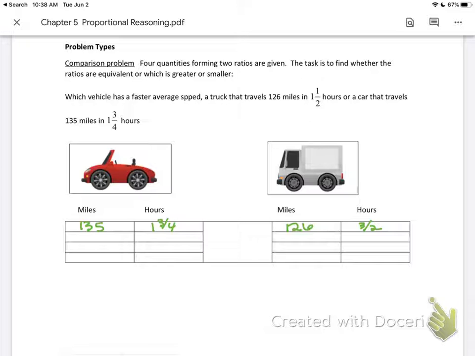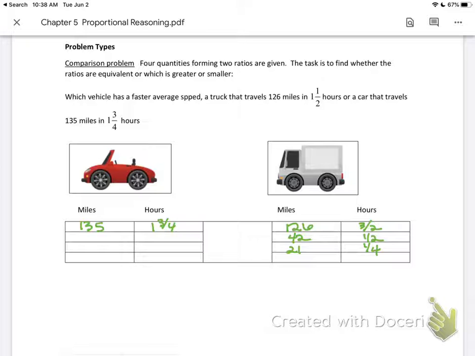So let's work underneath the truck first. If I divide 3 halves by 3, I get 1 half. If I divide 126 by 3, I get 42. Now divide 1 half by 2. That gives me 1/4 on partitioning. Divide 42 by 2, and that gives me 21. So I got down to 1/4.